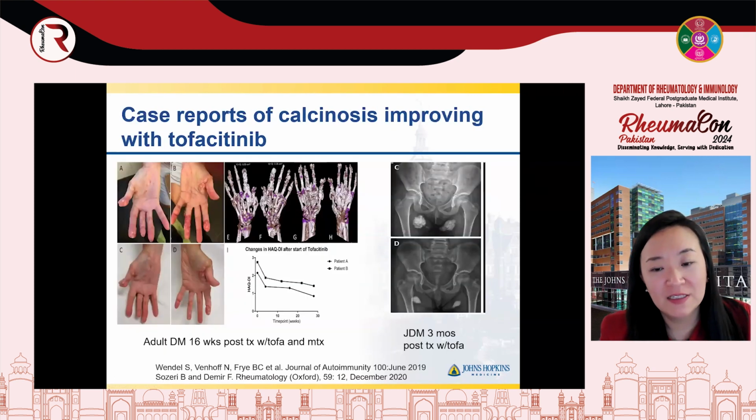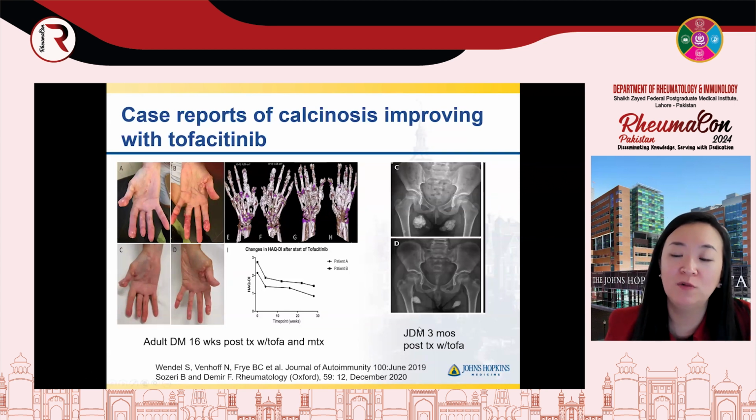So when we were writing this, there were actually at the time, I think, 2 additional case series and case report. One was in a patient with JDM, or juvenile dermatomyositis, and had received tofacitinib as well. And 3 months after, you can see how much improvement there was in their calcinosis. It didn't fully resolve, but certainly there was improvement in a juvenile case.